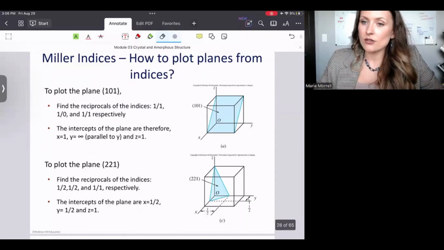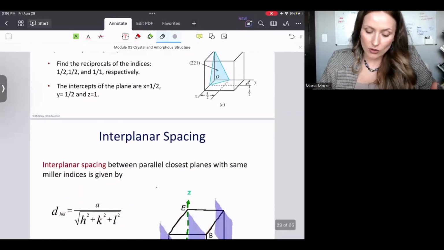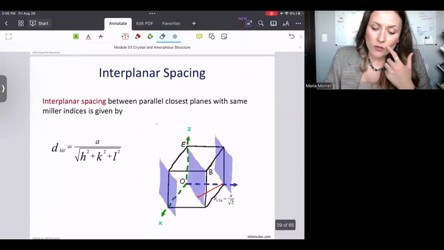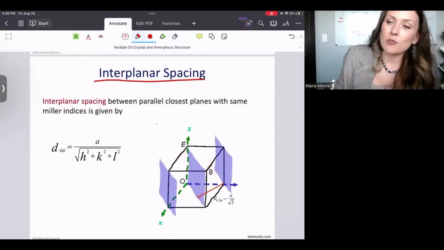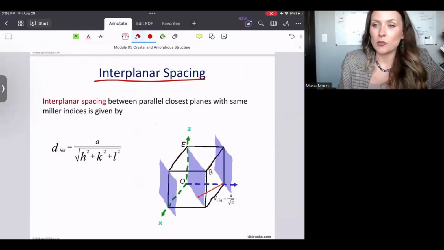So here are just more examples. In case you feel that you do need to go over these examples, pause the video and go over them on your own. They're relatively easy. One more thing we need to be familiar with is interplanar spacing, which is relatively simple.